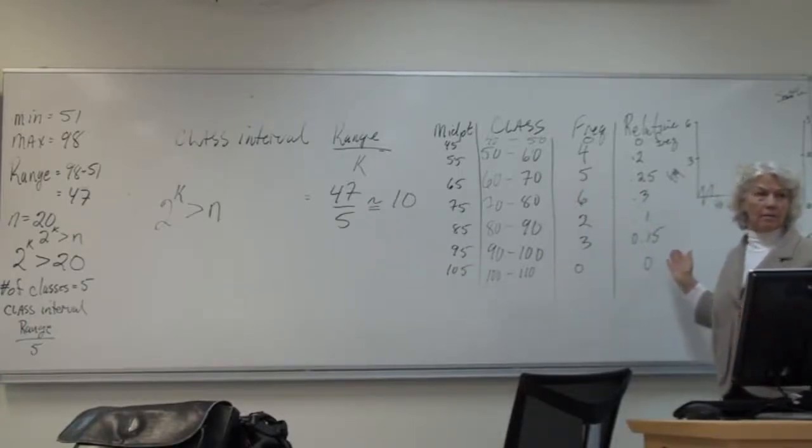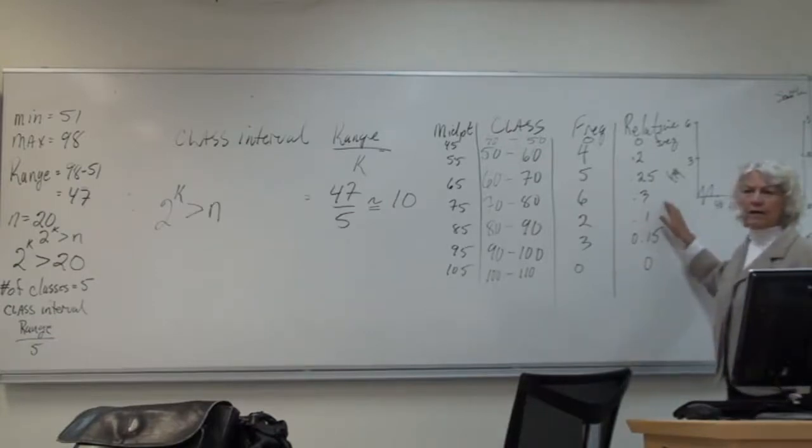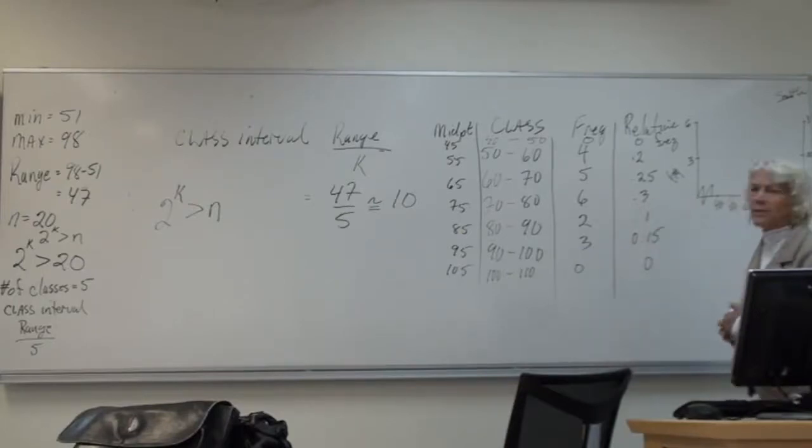Questions about this? And you can see it's a lot easier for someone to say, 30% of the time they're doing 6 oil changes, between 70 and 80 oil changes. That's good to know. That's a lot easier than just knowing that it happens 6 times. I would read this as, 30% of the time, there will be 70 to 80 oil changes done. Questions? Stop me because I'm on a roll now.